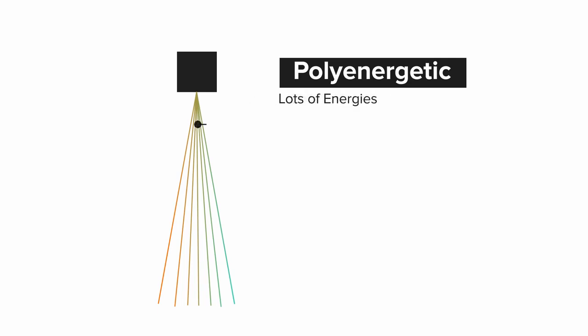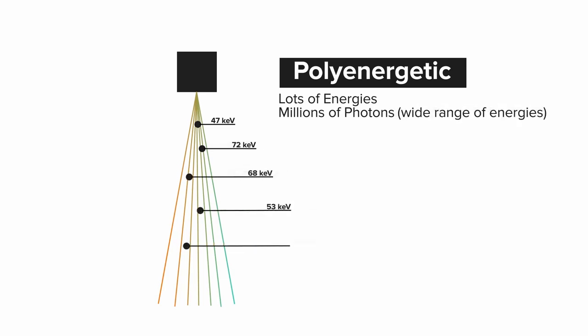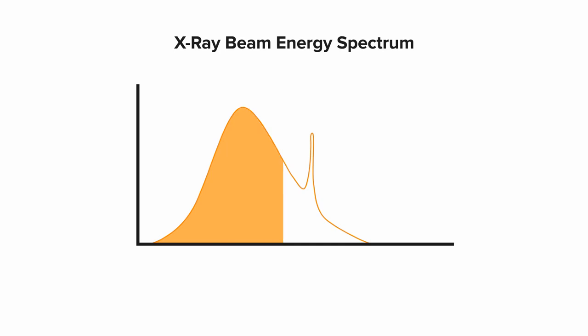So here's the thing about an X-ray beam. It's not made of just one energy. The X-ray beam is what we call polyenergetic, and that just means there's lots of energies. There's millions of photons in the X-ray beam, and all of these photons have a wide range of energies, some high and some low. Here's a graph of a typical X-ray beam energy spectrum. The x-axis represents the different photon energies in the beam, from very low up to very high. The y-axis represents the number of photons at each of those energy levels.